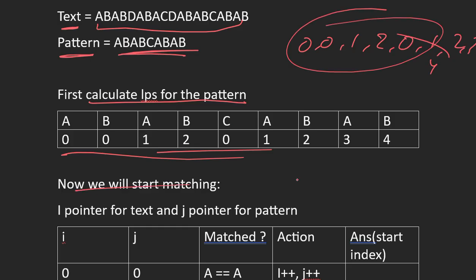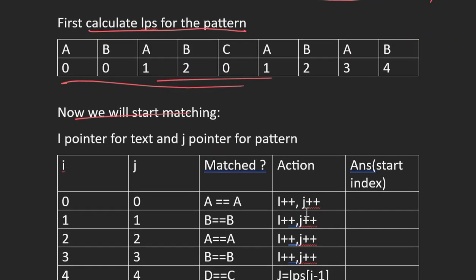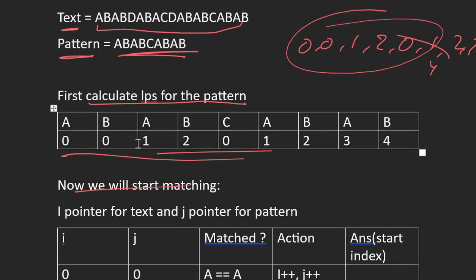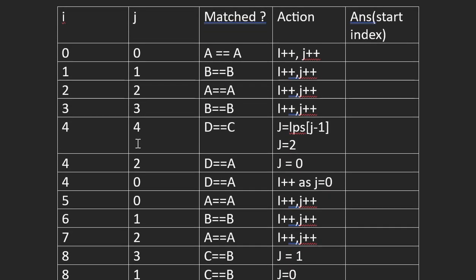So this is our LPS. So now we will be starting matching. We have taken an I pointer for the text and a J pointer for the pattern. Initially both I and J are equal to 0, and A is equal to A, means matched. In case of matching we'll increment the I pointer and J pointer, right? And again B equal to B, again incrementing I and J, again A is matched, again incremented, again B is matched, again incremented. Now both are at I equal to 4 and J is also equal to 4.